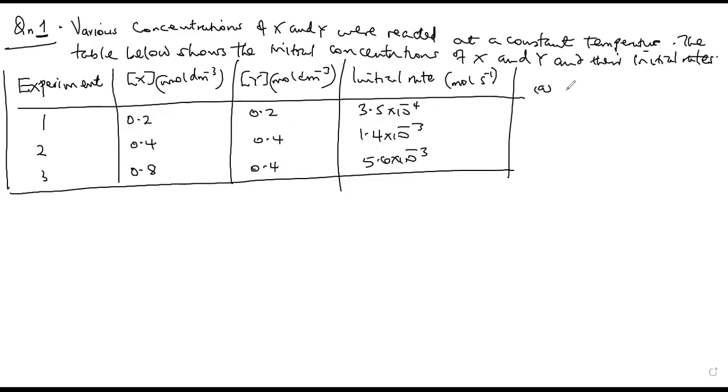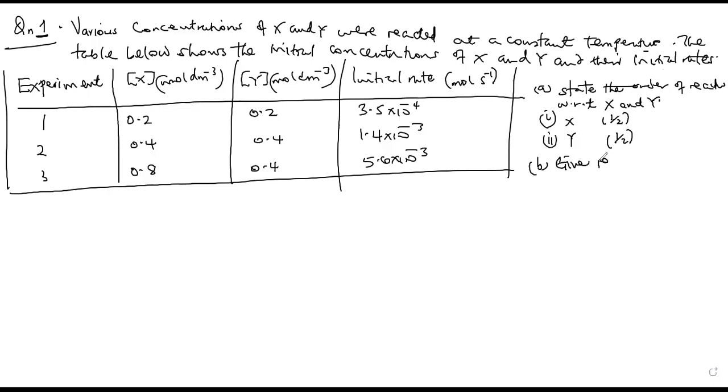A part of the question, state the order of reaction with respect to X and Y. Roman one, X, Roman two, Y. Each one half a mark. B, give reasons for your answers in A.